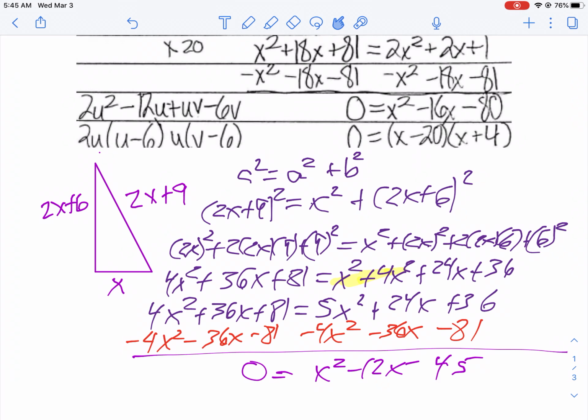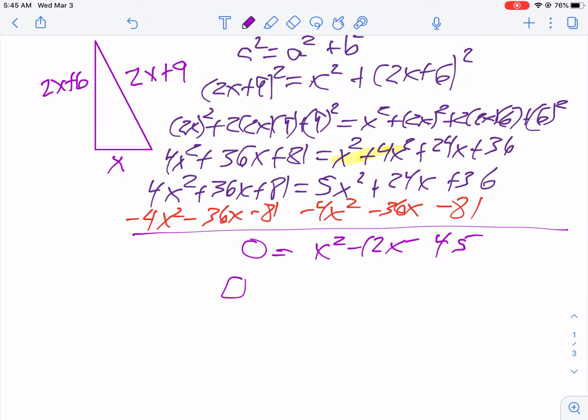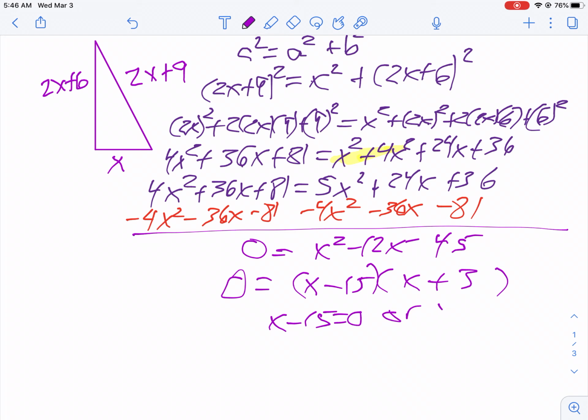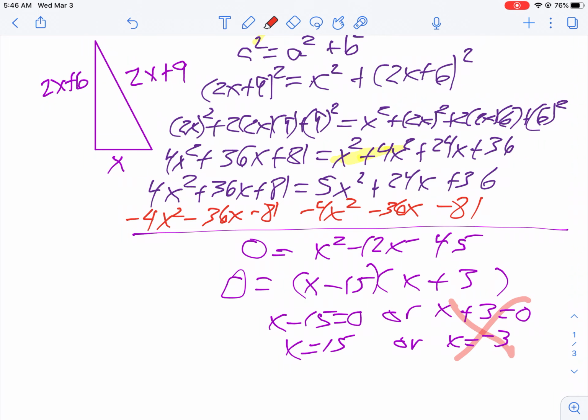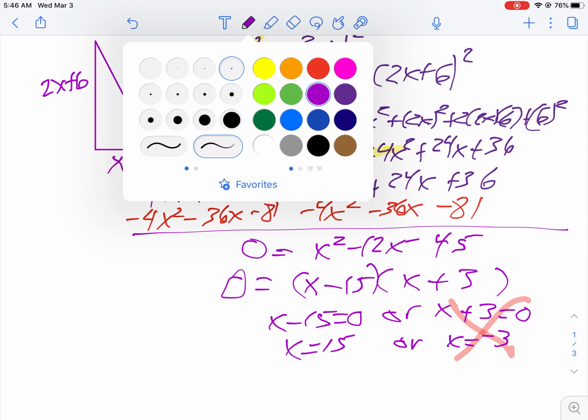Now let's factor that. This is what you did correctly. So I need two numbers that multiply to 45, but they subtract to 12. So that would be 15 and 3, wouldn't it? So x minus 15 and x plus 3. So x minus 15 equals 0, or x plus 3 equals 0. So x equals 15, or x equals negative 3. We know a triangle cannot have a side that's negative. So we know x equals 3.